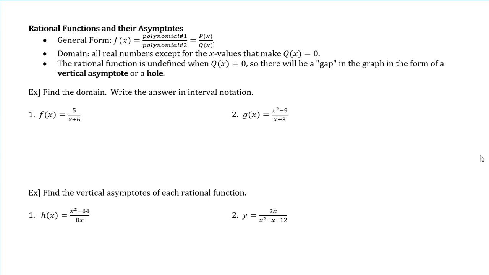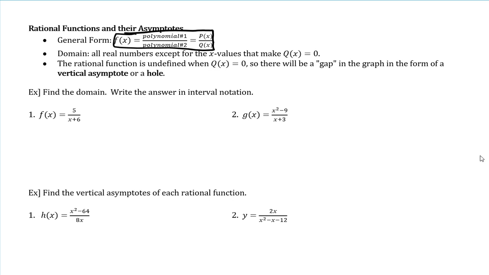So rational functions have this special form where it's a polynomial divided by a polynomial. Let me box it, there we go, a polynomial divided by a polynomial, and we usually write it as p of x over q of x for those polynomials.